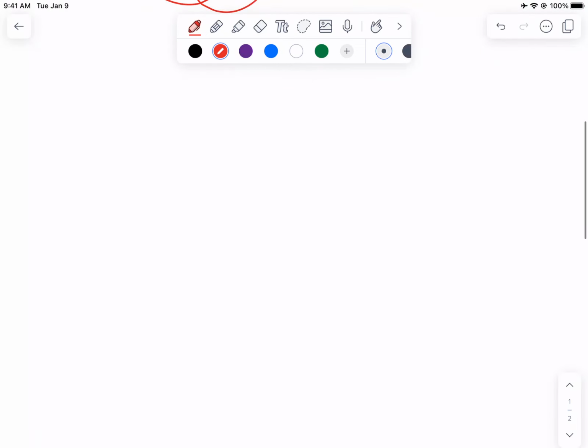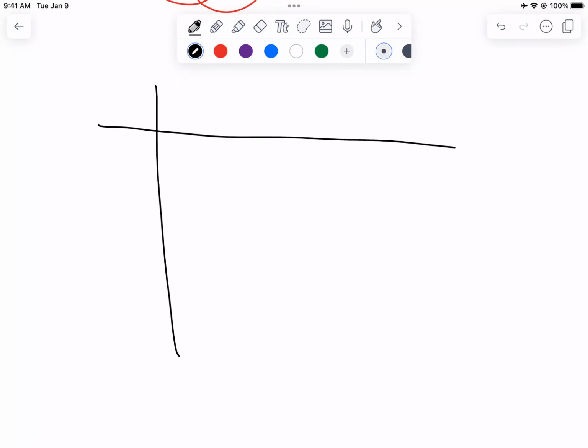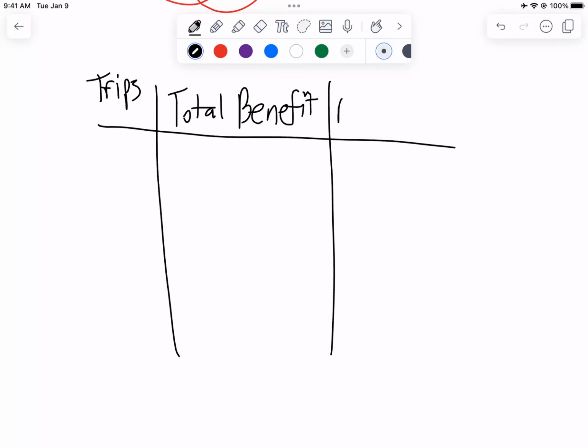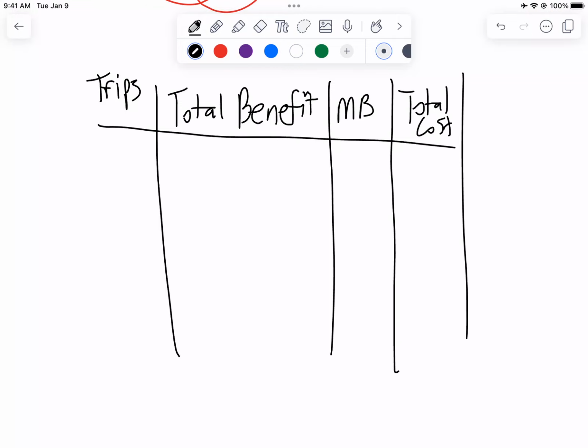So let's go with here. I like to use the example of trips to a buffet. All right. So let's use this as the trips. Let's use this as the total benefit. All right. And then this is the marginal benefit. This will be the total cost. And this will be the marginal cost.